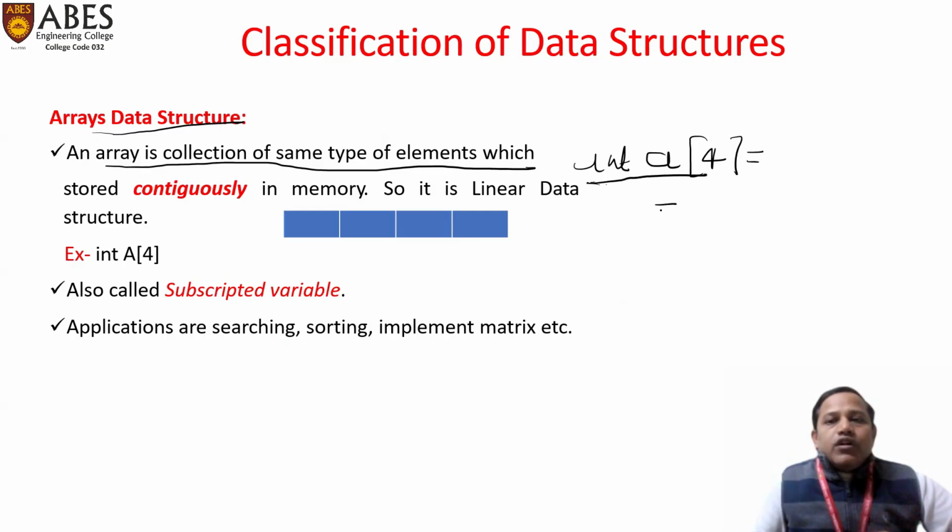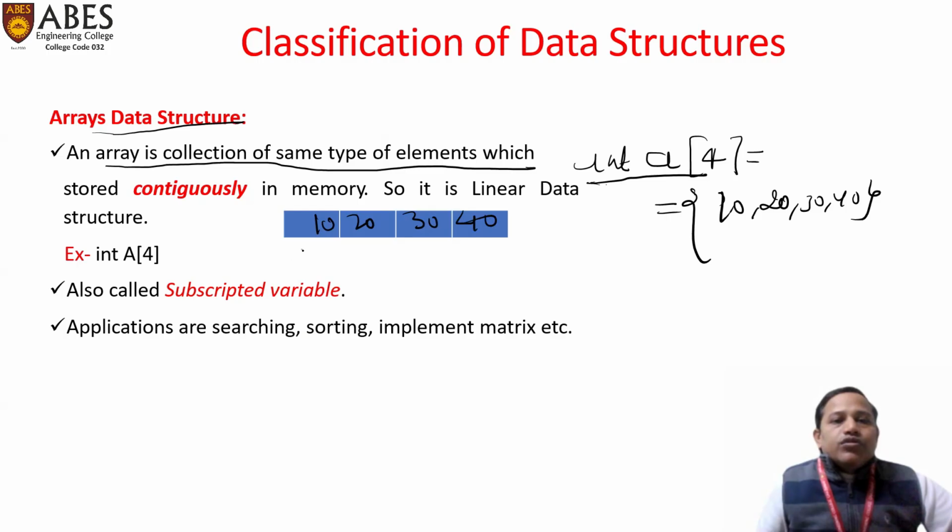If these values are of integer type, then we declare it as integer, like you want 10, 20, 30, 40. Then in memory it is stored as 10, 20, 30, and 40. That is also known as contiguous location. Contiguous means one after another.